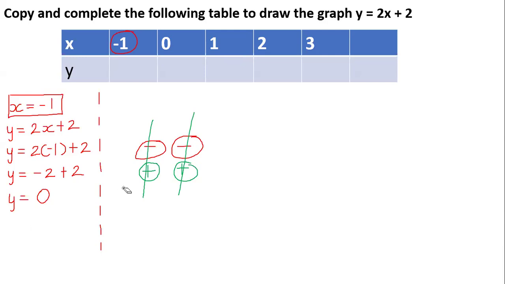All right, class, do we understand how we got y is equal to 0? Let me know, please, if y'all understand that. Yes, sir. Good.